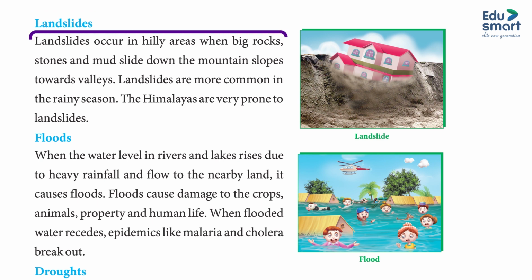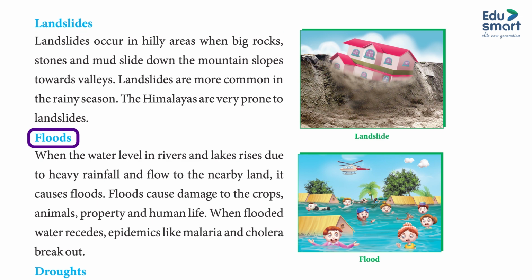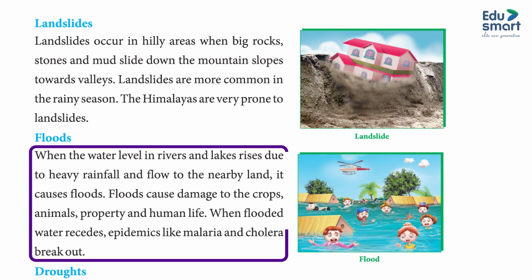Landslides. Landslides occur in hilly areas when big rocks, stones, and mud slide down the mountain slopes towards valleys. Landslides are more common in the rainy season. The Himalayas are very prone to landslides. Floods. When the water level in rivers and lakes rises due to heavy rainfall and flows to the nearby land, it causes floods. Floods cause damage to crops, animals, property, and human life. When flood water recedes, epidemics like malaria and cholera break out.